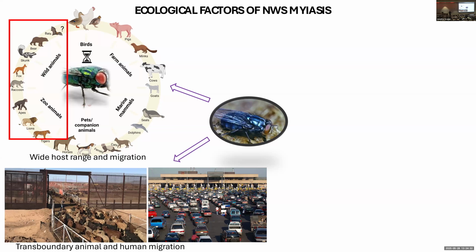boundary human and animal migration. This is what I know the US is currently trying to work on, trying to prevent the introduction by quarantining and monitoring the animals that cross our borders. But then there are cars that also cross the borders. Cars keep these flies in. So there are so many things that could go wrong.